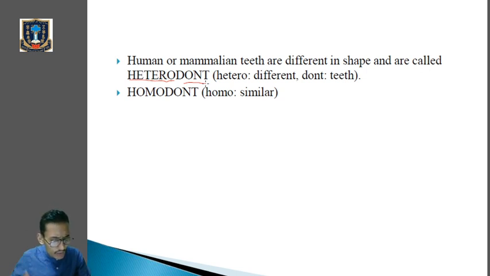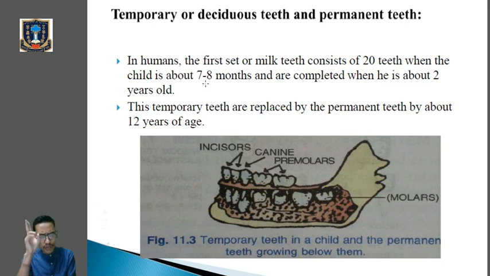Whereas in the case of other animals like lizards and frogs, the teeth are homodont. Homo means similar, H-O-M-O. Homo means similar, dont means teeth. So in the case of other animals like lizards and frogs, the teeth are homodont. They have similar structure and functions, but we have heterodont teeth because our teeth are different in structure and different in function.